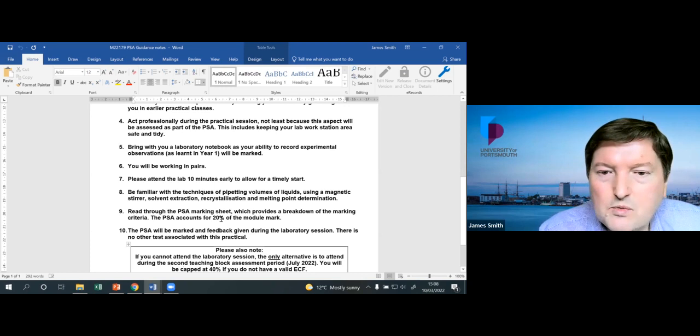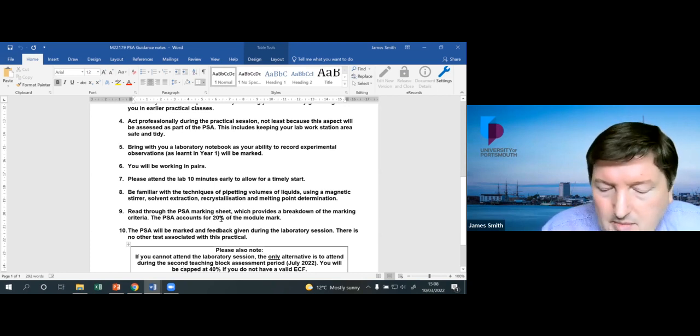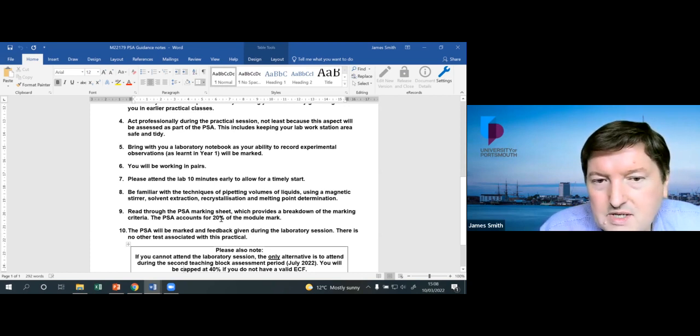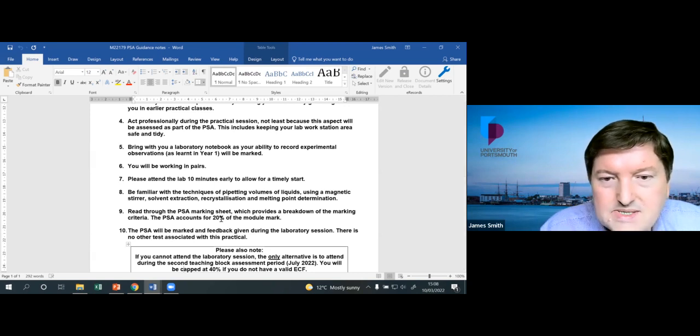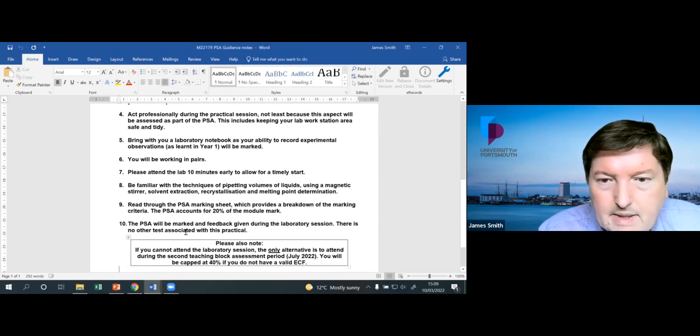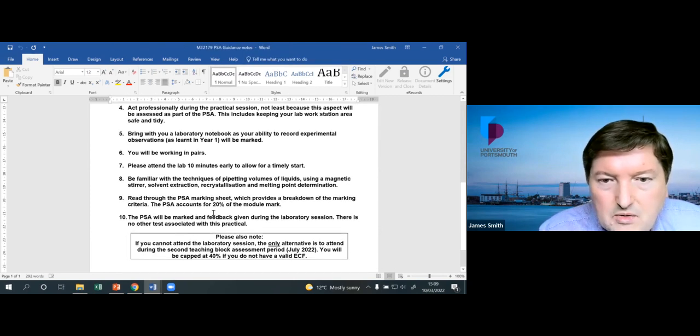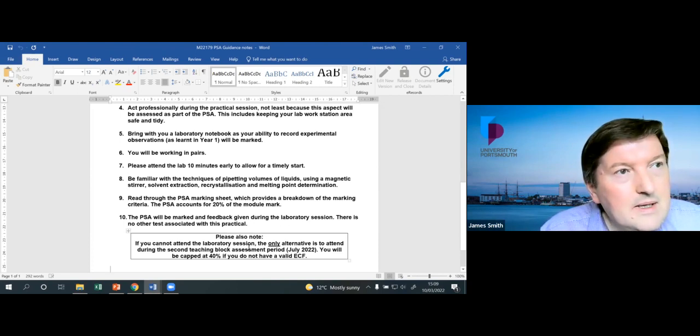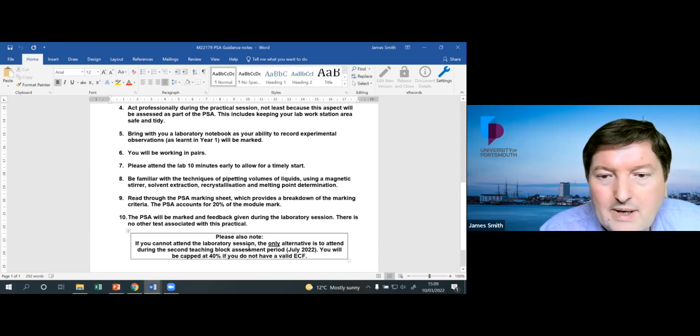This is going to count towards 20% of the module mark. So it's a lot of marks, really, isn't it, just for 4 hours work. So 80% for the end of module exam, and then 20% for this assessment. So you want to do well on it. It will be marked during the session, so you will see your mark before you leave the practical. Yeah, we'll come on to that form now.